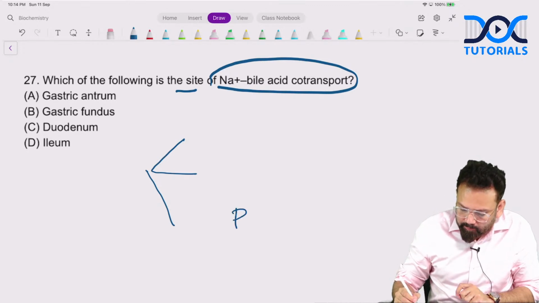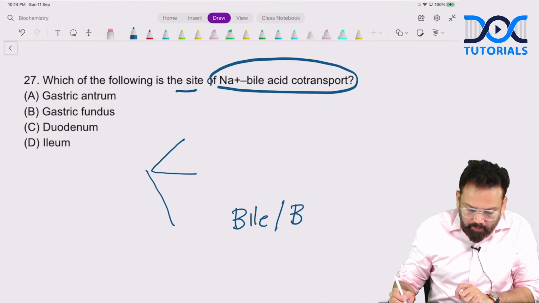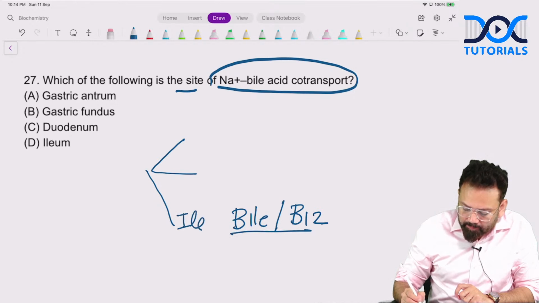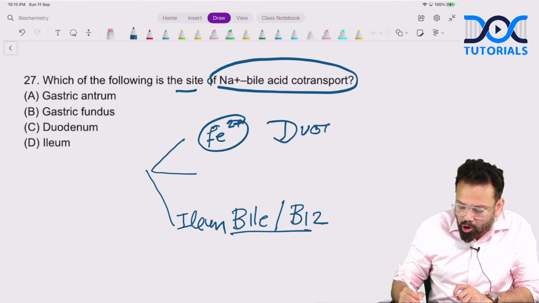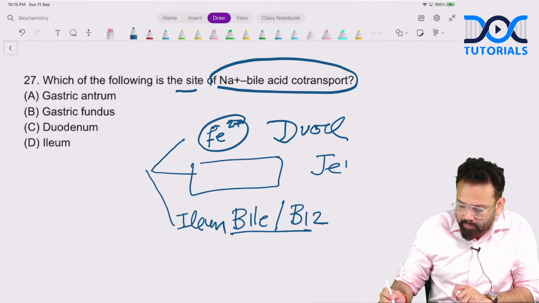Bile and B12 are absorbed from the ileum. Okay. Ferrous iron is absorbed from the duodenum. Iron and calcium from the duodenum. The rest is all absorbed from the jejunum.